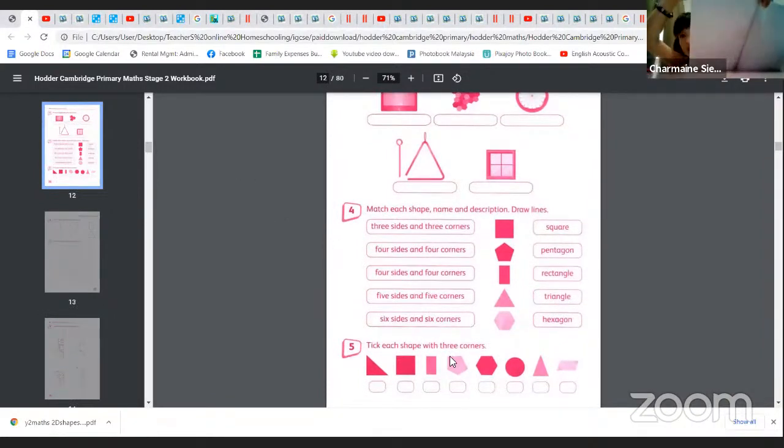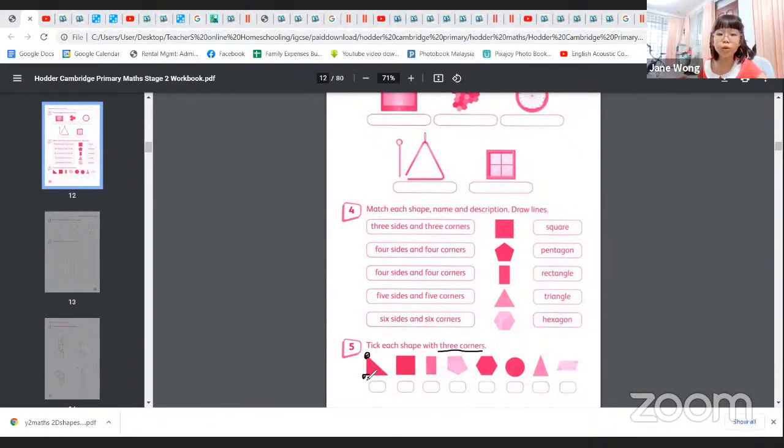Is this correct? Yes, good. Okay, next. Take each shape with 3 corners. Okay, you see here is one corner, page 12. So Aiden and Shamin, need to do page 12. Do one of them? Both. Okay.